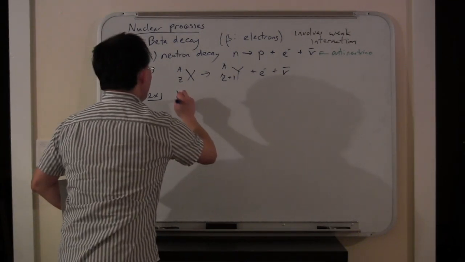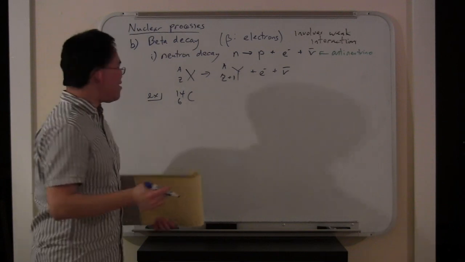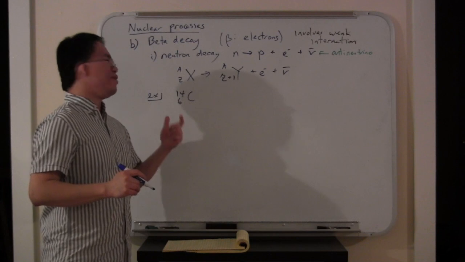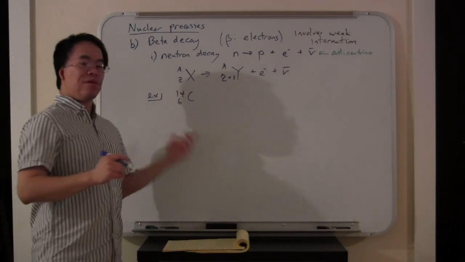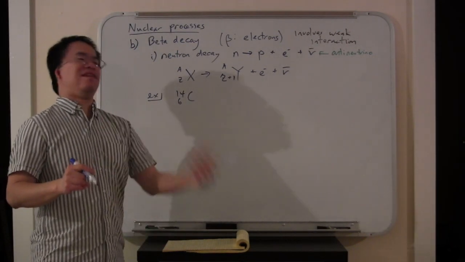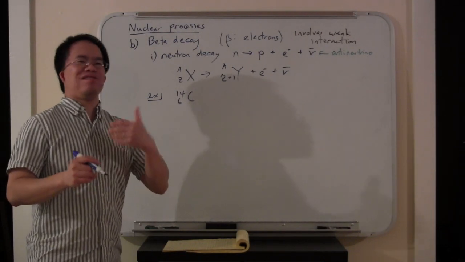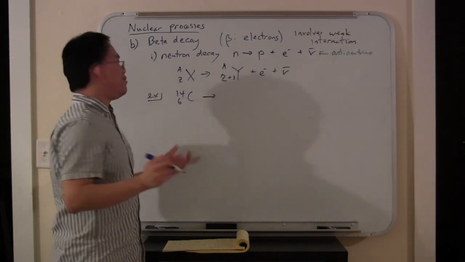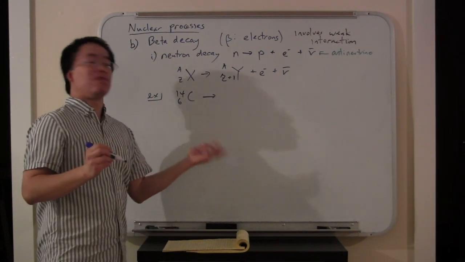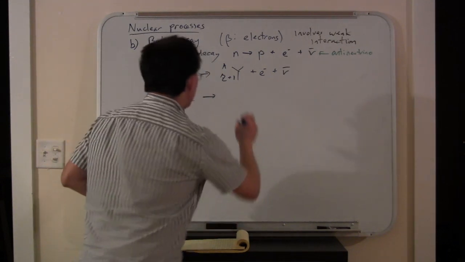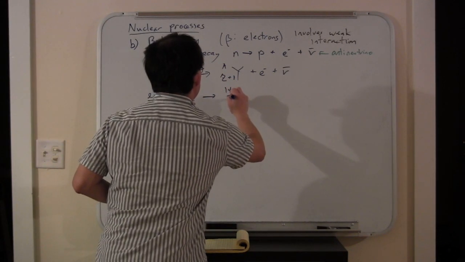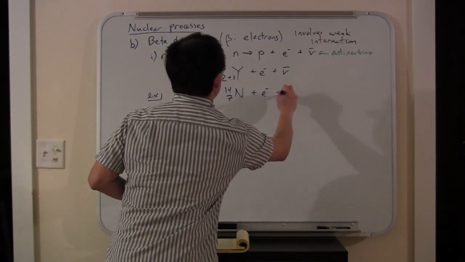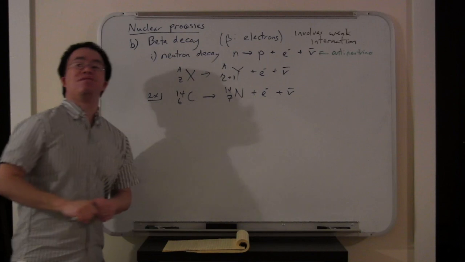If you like archaeology or biology, you might be aware that you can use the abundances of carbon-14 versus carbon-12 to date ancient artifacts or things like dinosaur bones. We can do that because carbon-14 undergoes this decay process to nitrogen-7 plus an electron plus our anti-neutrino.